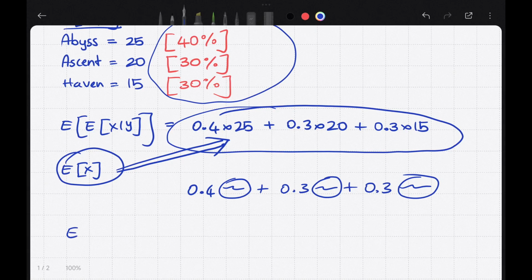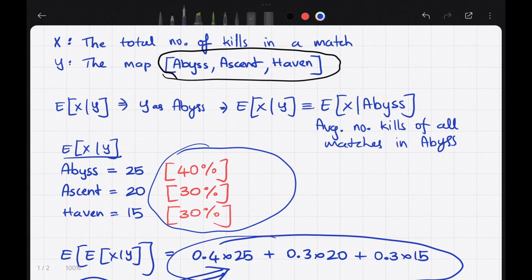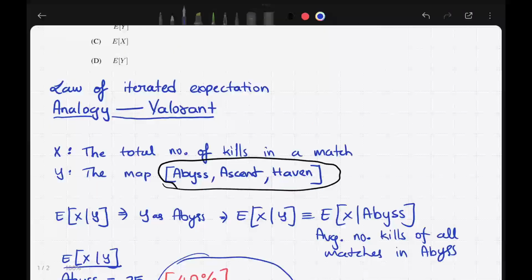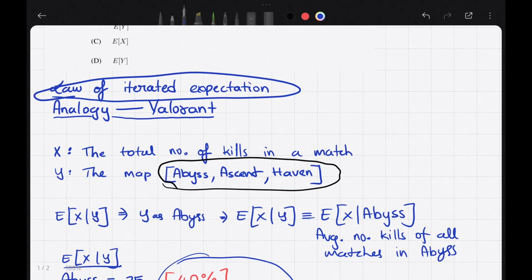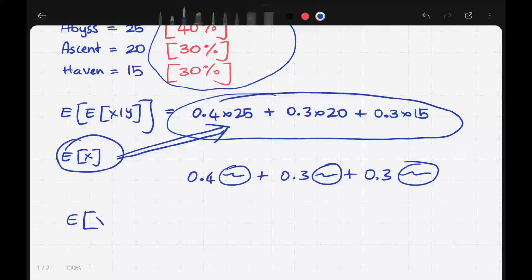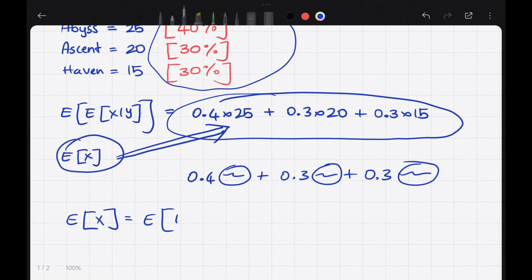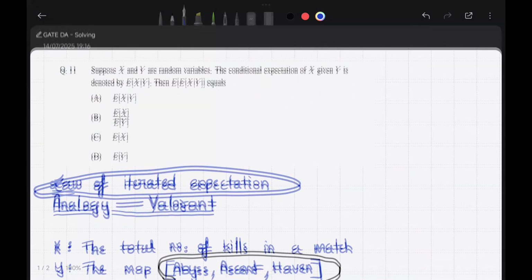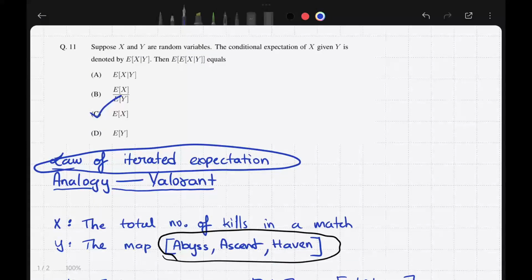So that's what this property that I told you, the law of iterated expectations, at the end gives us. That is E of X equals E of E of X given Y, and that is the answer. The answer is C.